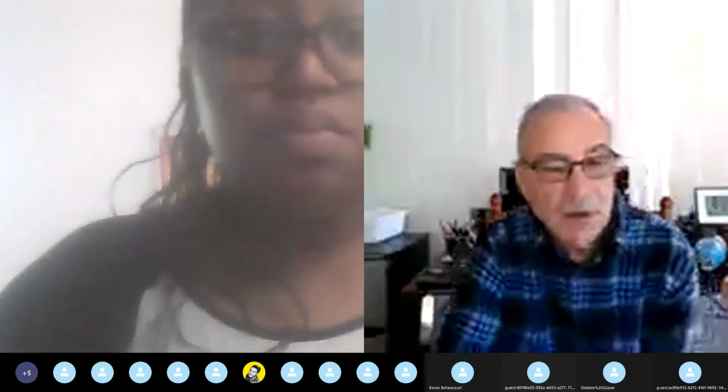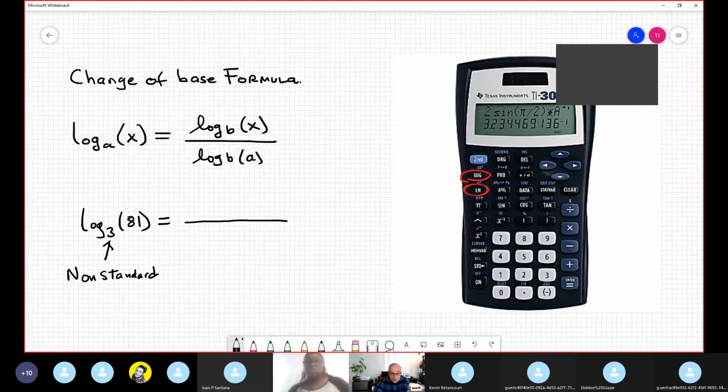Okay, look. Pay attention, guys. This A is 3 in our example. And this B is the standard base that I select, 10, as a logarithm log. Do you remember when you put log and no specification of the base, because the base is 10? So 81 divided by logarithm base of 3.